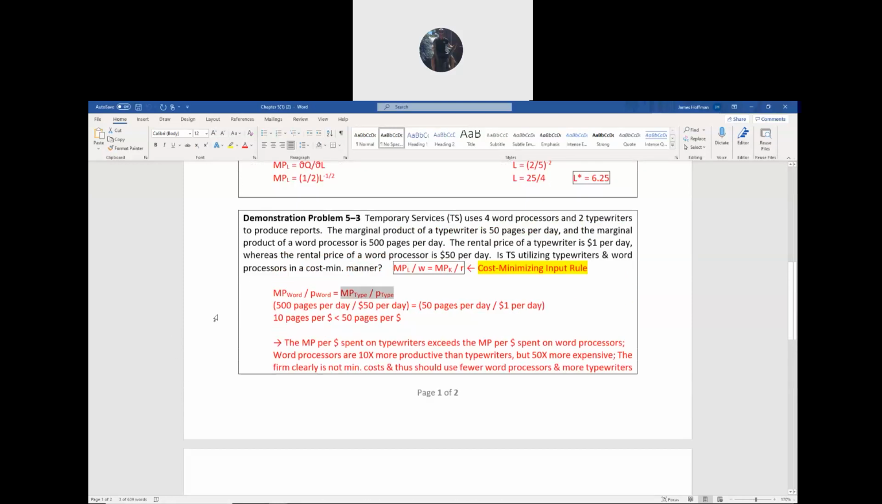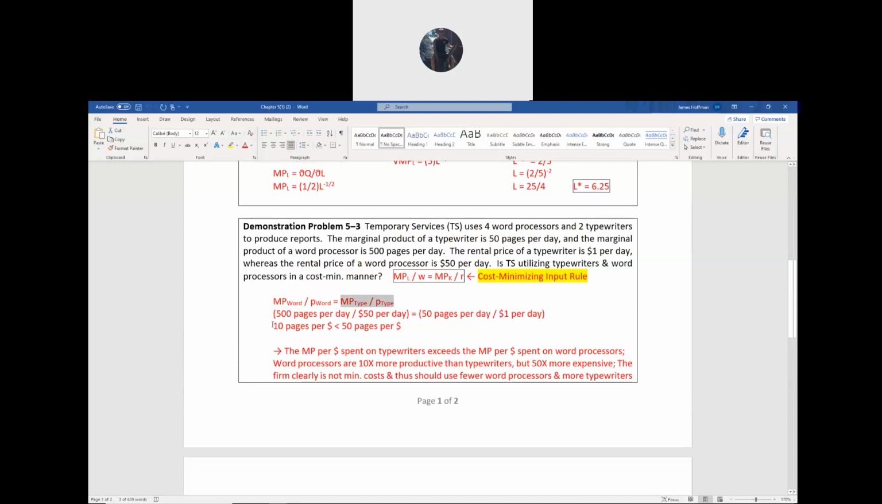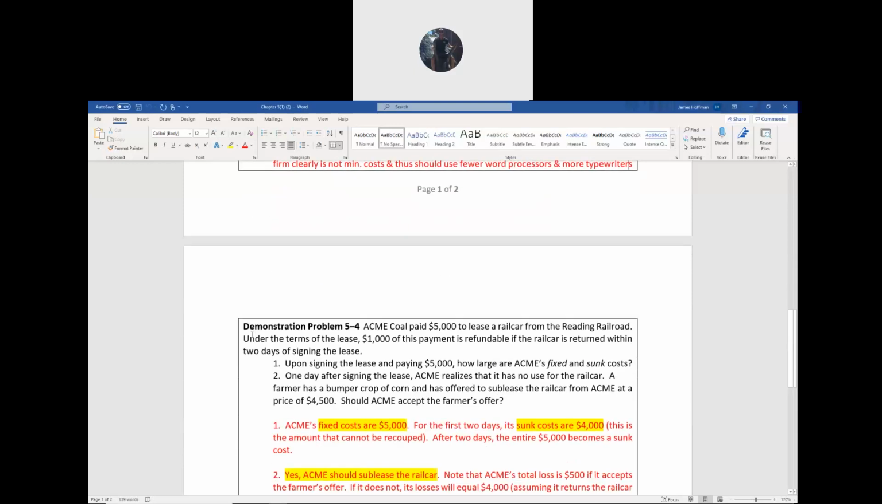Okay, so that's a nice example of showing that if you find that your marginal products or your cost minimizing input rule isn't holding, then that must be that you're not using enough of the more efficient one. You should use more of that until this condition is equalized. Okay, next one.